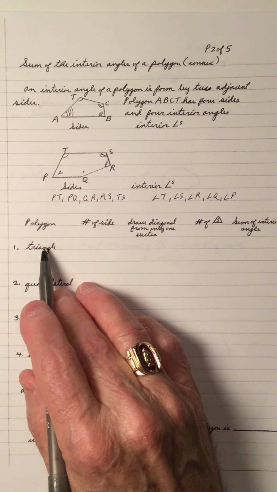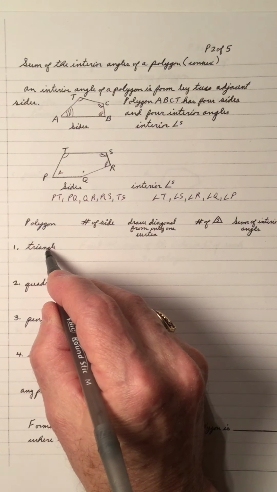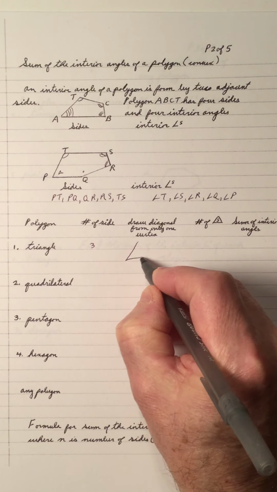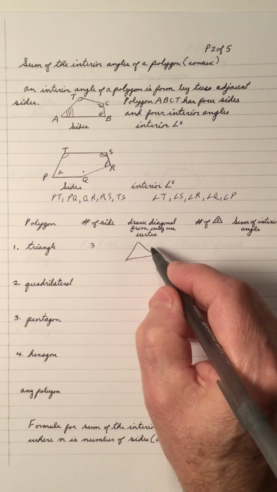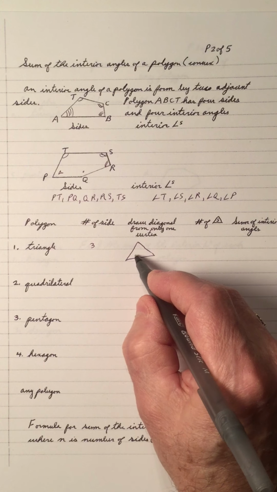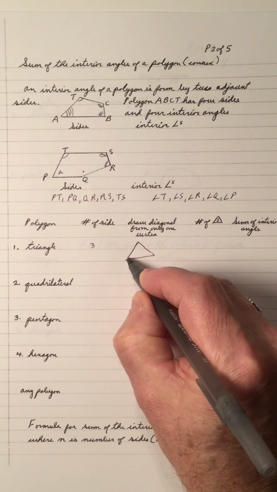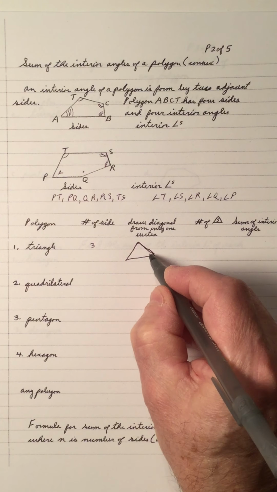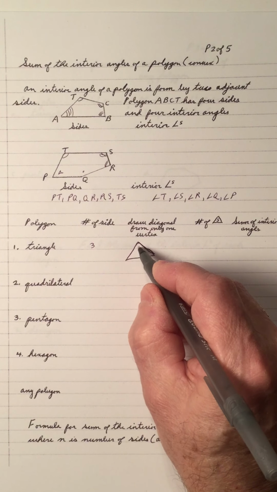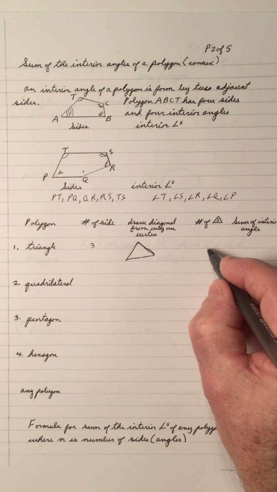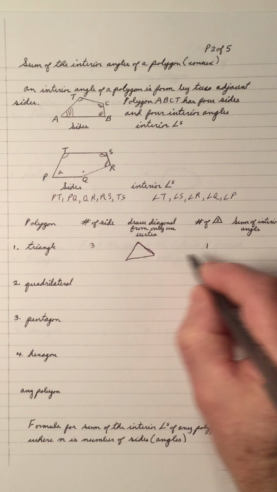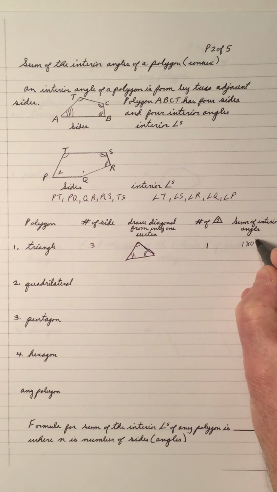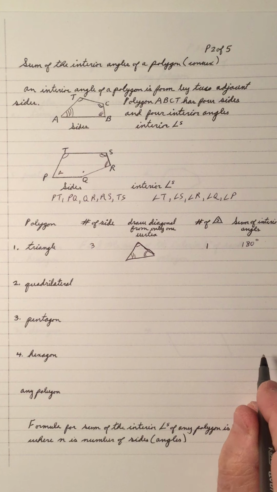Now, we have a polygon listed here. The number of sides in a triangle is 3. If I draw a triangle, draw a diagonal from only one vertex, well, a triangle has no diagonals at all because all the segments are the sides of a triangle. So you can't draw a diagonal from non-adjacent vertices. So the number of triangles is 1, and the sum of the interior angles is 180. The sum of the interior angles of a triangle is 180.